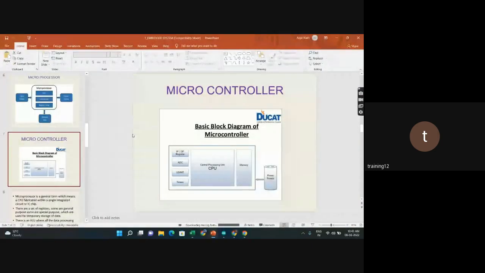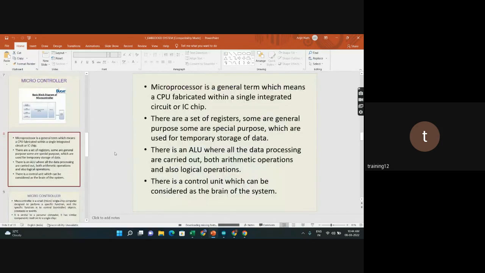So microcontroller. Here is the basic block diagram of a microcontroller. A microcontroller is a small single chip computer designed to perform a specific function, and the specific function is to control objects, processes, or events. It can perform specific tasks. So it is similar to the personal computer. It has similar components built onto a single chip.